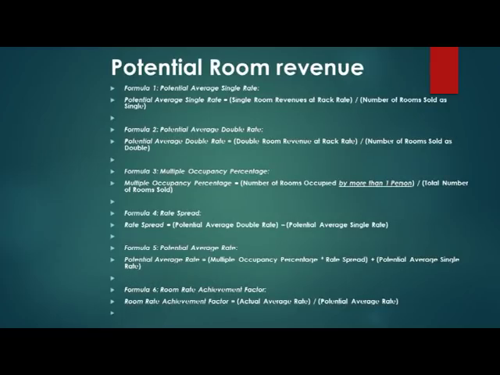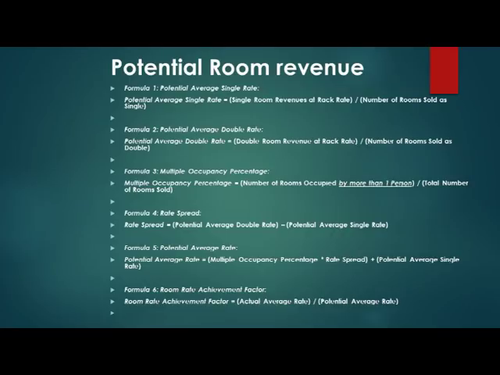Potential room revenue. Formula 1, potential average single rate. Potential average single rate equals single room revenues at rack rate divided by number of rooms sold as single. Formula 2, potential average double rate. Potential average double rate equals double room revenue at rack rate divided by number of rooms sold as double.